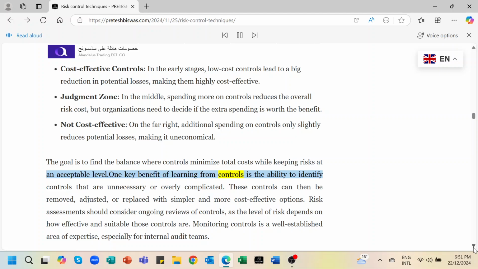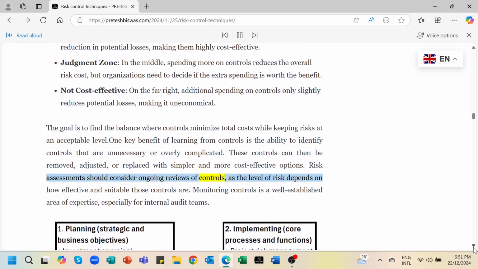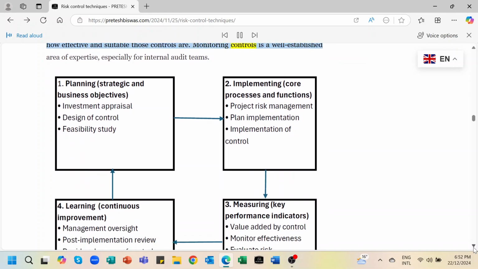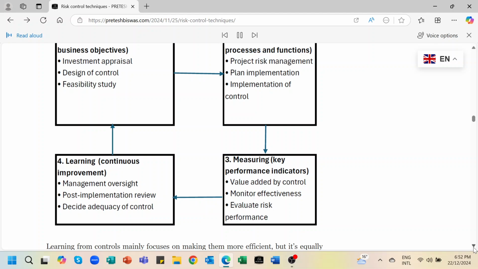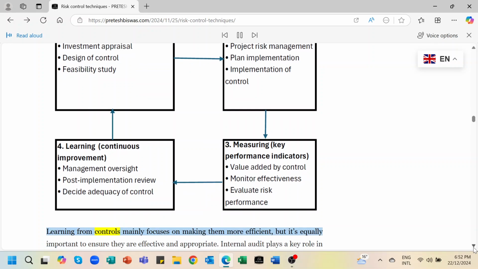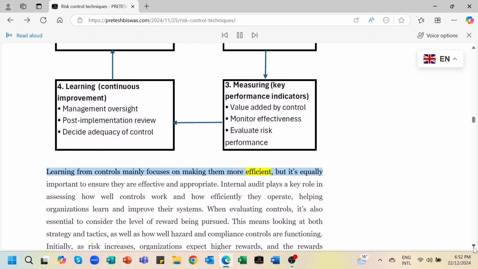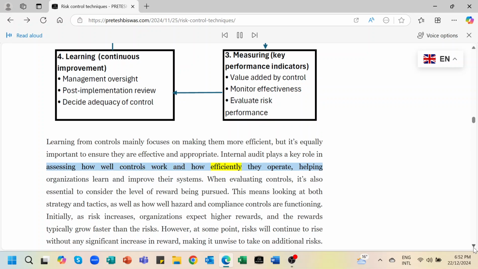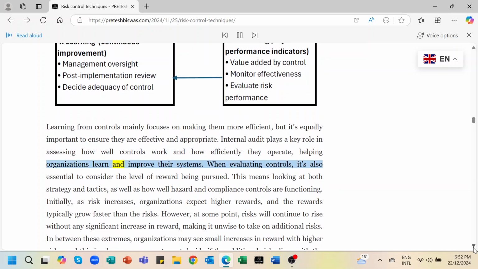One key benefit of learning from controls is the ability to identify controls that are unnecessary or overly complicated. These controls can then be removed, adjusted, or replaced with simpler and more cost-effective options. Risk assessments should consider ongoing reviews of controls, as the level of risk depends on how effective and suitable those controls are. Monitoring controls is a well-established area of expertise, especially for internal audit teams. Learning from controls mainly focuses on making them more efficient, but it's equally important to ensure they are effective and appropriate. Internal audit plays a key role in assessing how well controls work and how efficiently they operate, helping organizations learn and improve their systems.